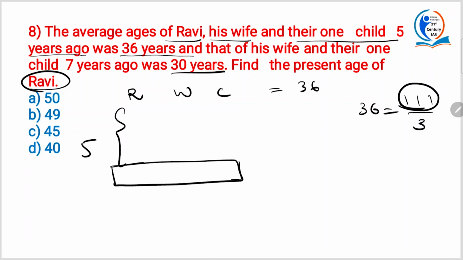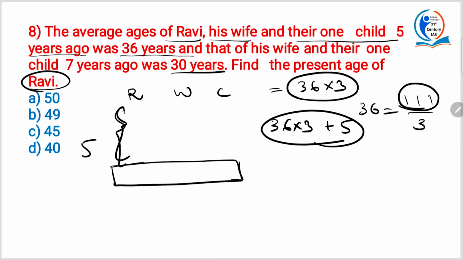Okay, so what is the sum of the ages? It will be 36 into 3. That is the sum of their ages 5 years ago. Okay, now after 5 years, what will the sum of their ages be? 36 into 3. Now this step is crucial. 36 into 3 plus 5. Usually everybody will go wrong here. It is not 36 into 3 plus 5. It is 36 into 3 plus 15.